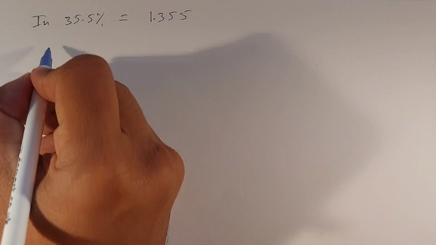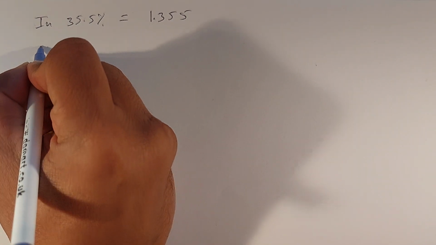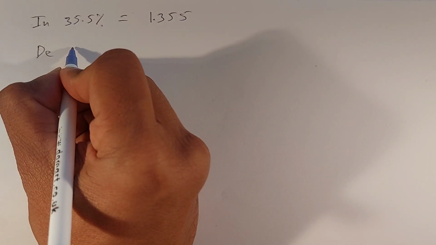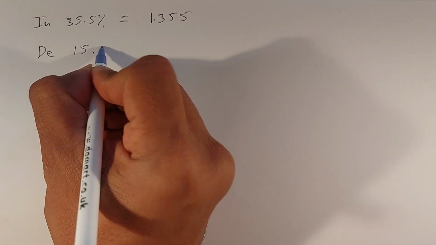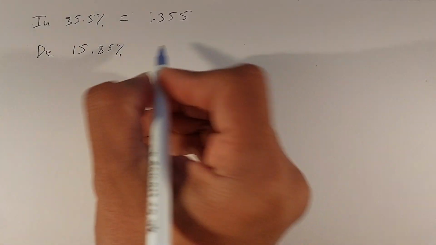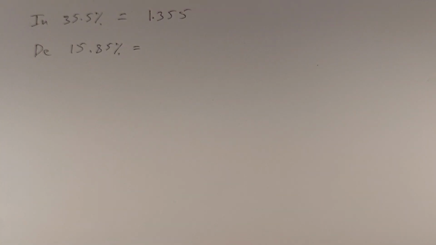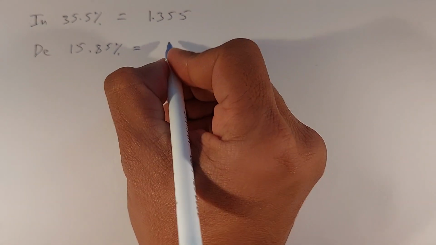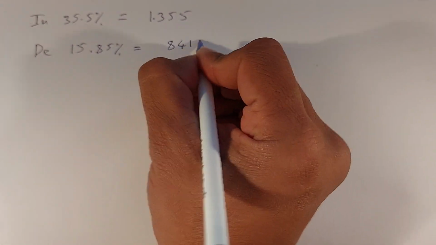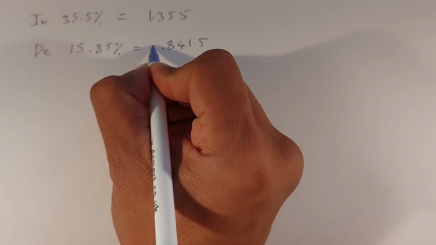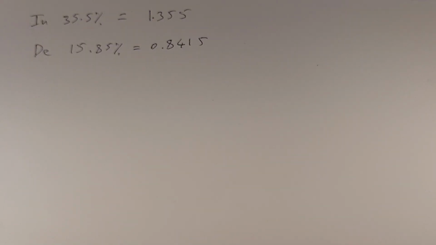Let's do some decrease. If we are decreasing a value by 15.85%, what we will do is 100 take away 15.85, which becomes 84.15. So 0.8415, put a dot and 0. That's your multiplier. Simple, easy. 100 take away that.